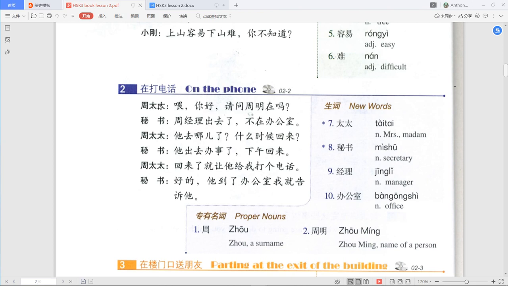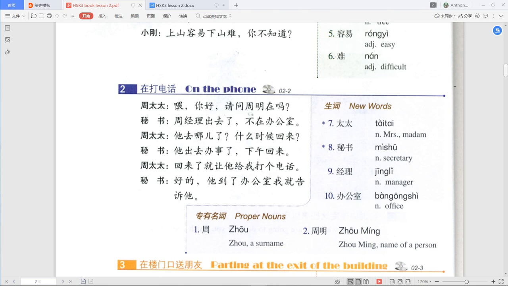Let's read them together.Read this part together. 喂，你好，请问周明在吗？周经理出去了，不在办公室。他去哪儿了？什么时候回来？他出去办事了，下午回来。回来了就让他给我打个电话。好的，他到了办公室，我就告诉他。OK, I think before we start, we can have a look, a few new characters, new words still here.